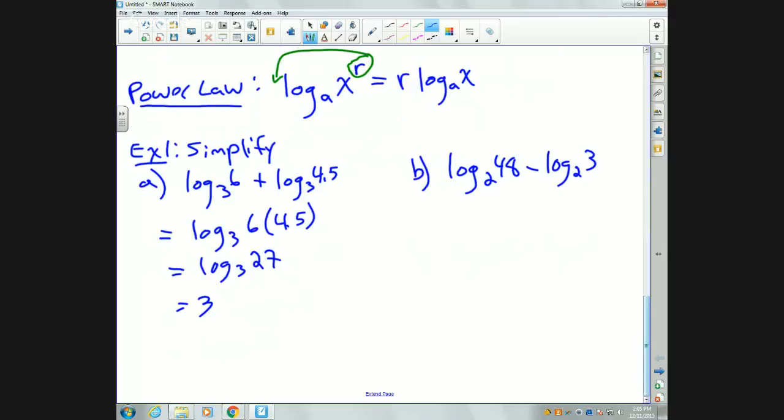And then we can go through the same process here with the second one. Here it's a subtraction, log of 48 base 2 minus the log of 3 base 2. We could rewrite that as a single log because of the subtraction. What's that, 16? And again, this means 2 to what exponent gives us 16? And the answer here would be 4.